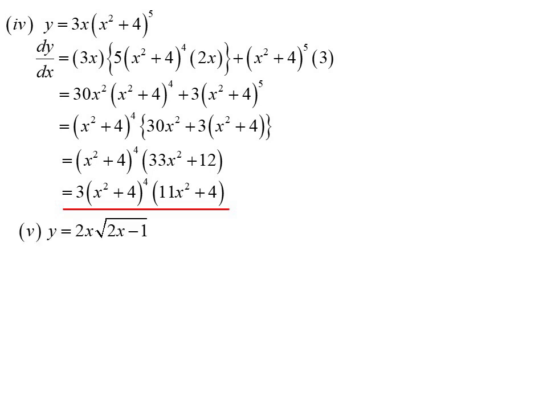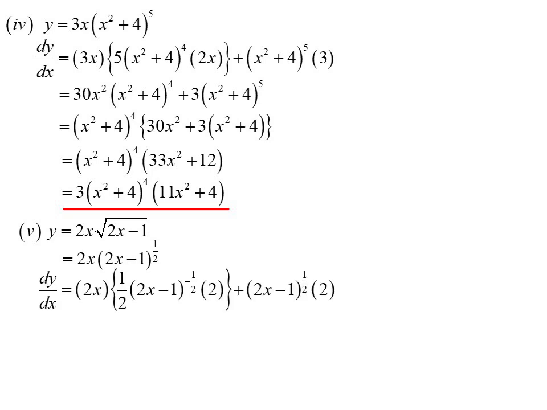Now, y equals 2x times the square root of 2x minus 1. 2x minus 1 to the power of a half then. Write down the first, 2x. Diff the second, down the power, half. Lower the power, minus a half. Diff the inside, 2. Push that one out. Plus, write down the second, 2x minus 1 to the half, diff the first, 2.